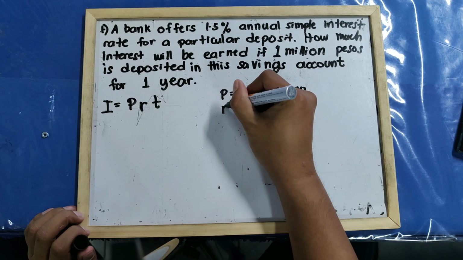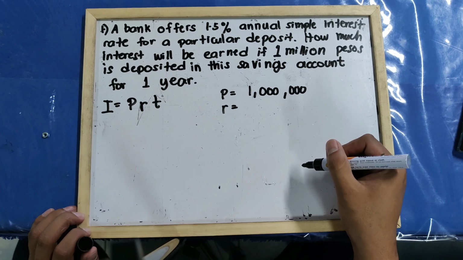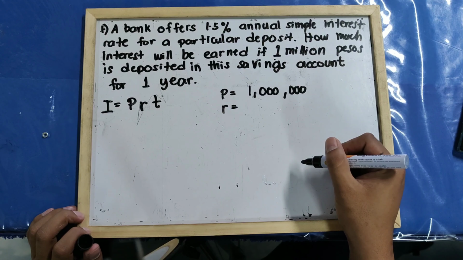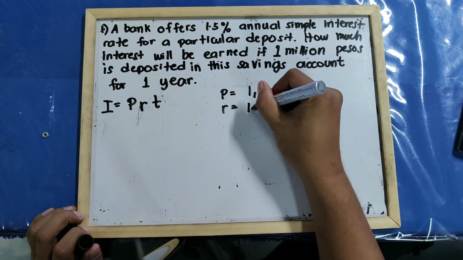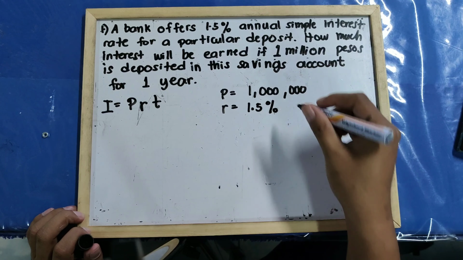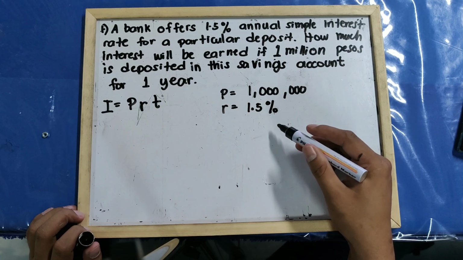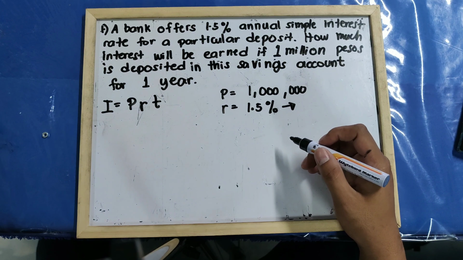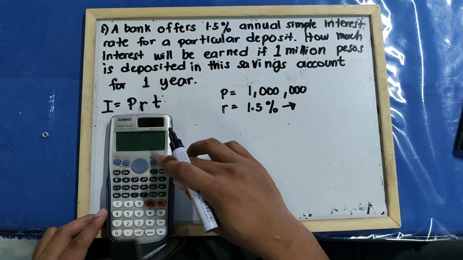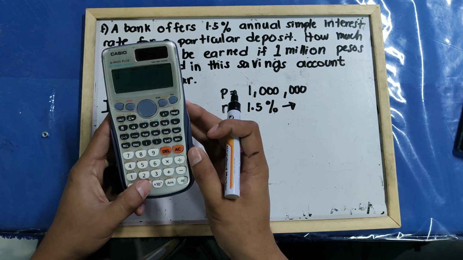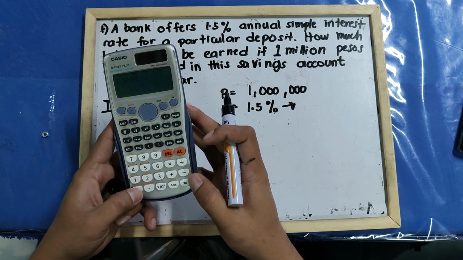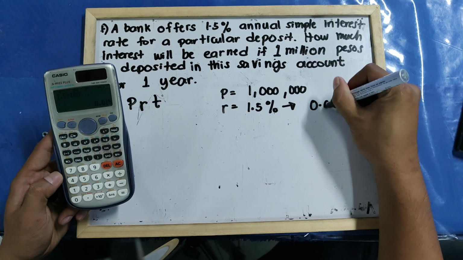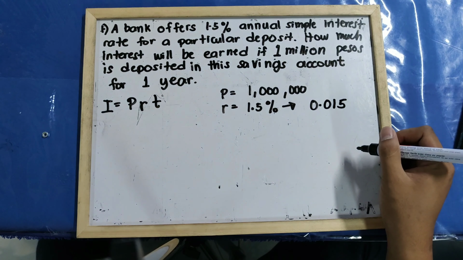So, our R, what is our R? Which number goes with the percent symbol? That is our rate. So, our rate is 1.5%. But I emphasized earlier that we have to convert it into decimal. So how do we convert 1.5% into decimal? You can use your calculator, class. So 1.5 divided by 100. So our rate here is 0.015. So that is our rate.